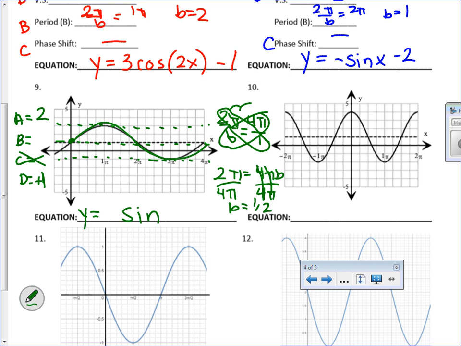Okay, so after I got that, I can go ahead and fill in my entire equation. So y equals 2 for A. What do you need if you have a B value? Parentheses, 1/2 x, and then plus 1. And that is your final answer. Okay, try number 10 by yourself.